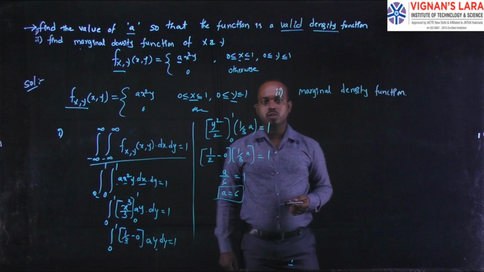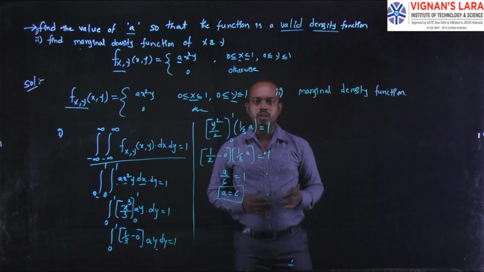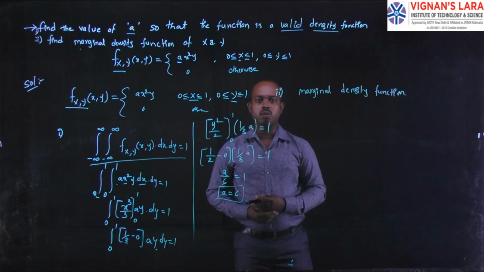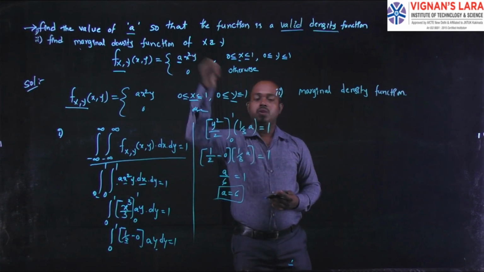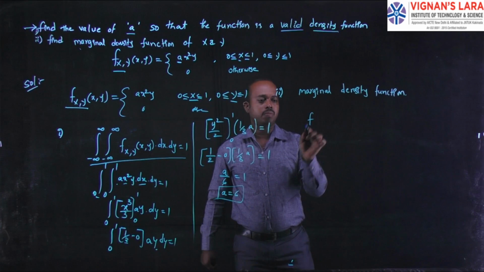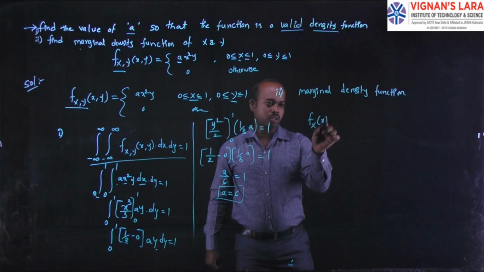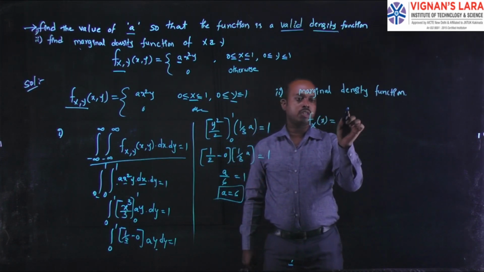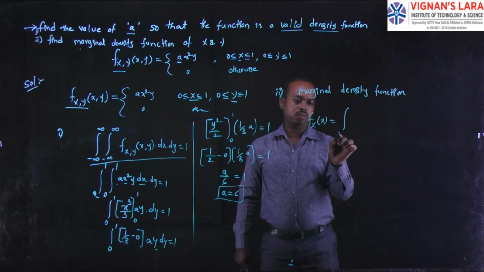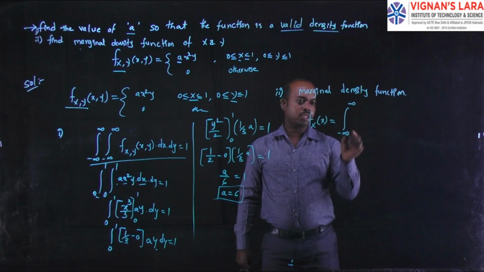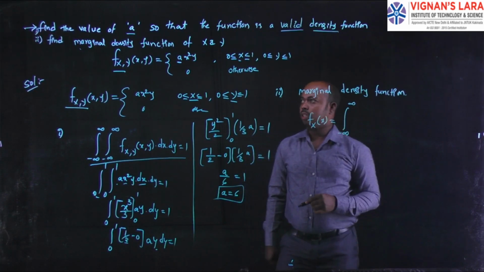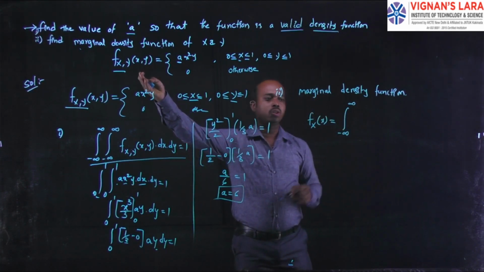Already we are writing that by setting one value to infinity and another to a normal value, you can obtain its marginal density function. Now I'm writing the formula for the marginal density function of x. Fx of x is equal to the integral from minus infinity to plus infinity of the joint density function.